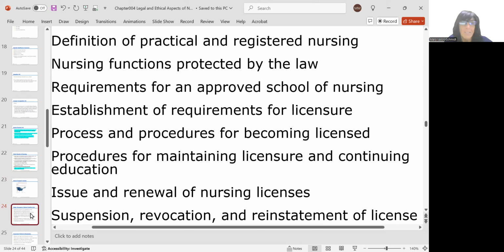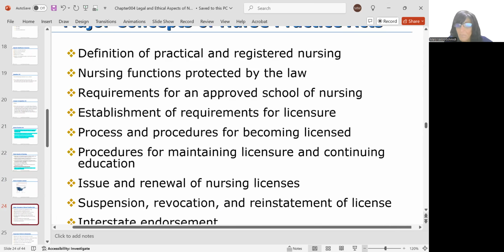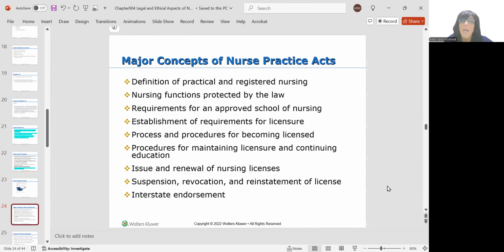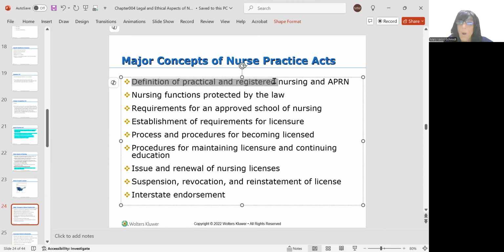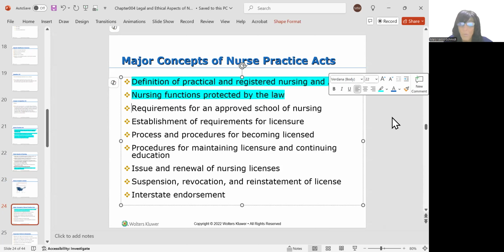Okay, let me make this smaller. So, the Nurse Practice Act, like I said, it defines practical nursing, registered nursing, and advanced practice nursing. It describes what we basically can and can't do. It tells us what we are allowed to do, what our functions are, what the process is for getting a license, how we maintain our license, what continuing education we need.